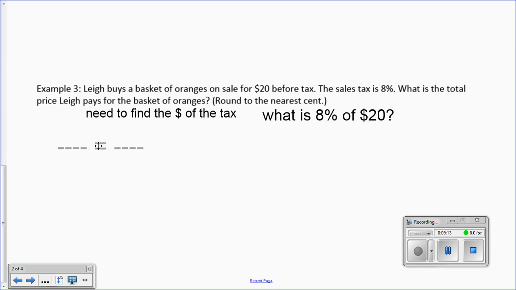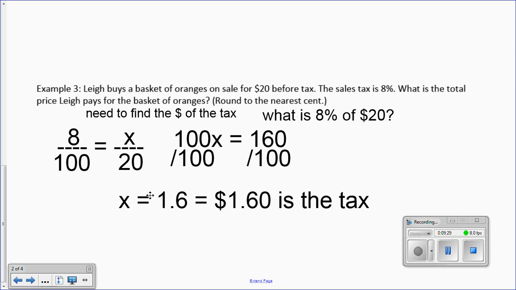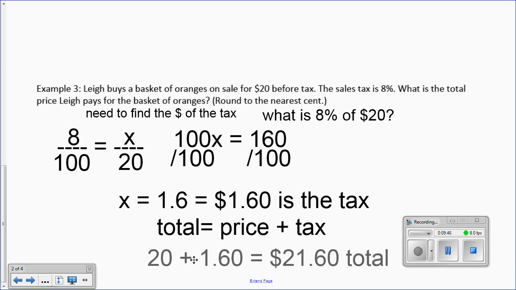So I set up my proportion. Hundred is a given. There's 8%. I don't know the is, so that's my x, but my of is 20. So I go ahead and cross multiply. I end up getting 100x equals 160. Divide everything by 100. She's paying 1.6, which is $1.60 in tax. So total, the total price is the price she paid plus the tax, so 20 plus 1.6, so she's paying $21.60 total. Okay?